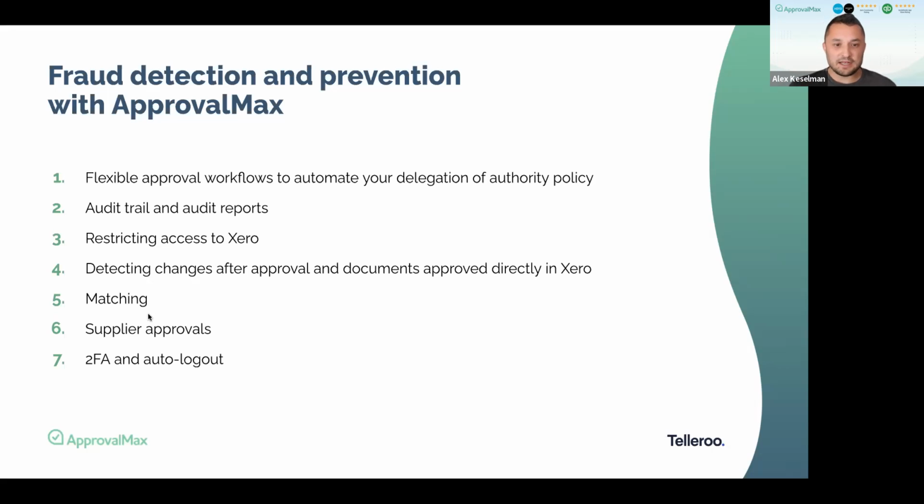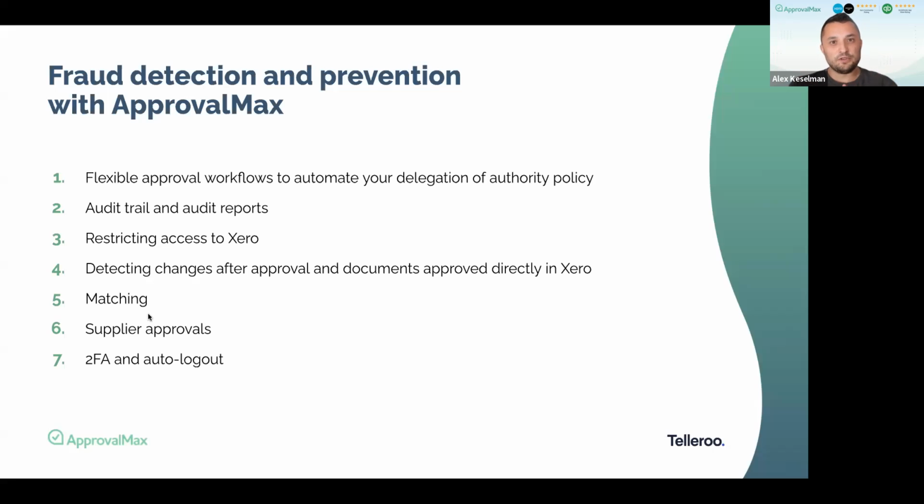So, detecting changes after approval and documents approved directly in Xero. We have a special tool called the Fraud Detection and Analysis Tool. You can enable that within the workflow itself. This tool will allow you to keep track if someone is trying to bypass the workflow. Let's say someone has access to Xero, they raise the bill or purchase order, and they simply click on approve. If you have thousands of invoices, thousands of purchase orders, it can simply happen by accident or intentionally. So this fraud detection tool will allow you to pull these documents back into ApprovalMax, and it will notify you as organization administrator about such things.